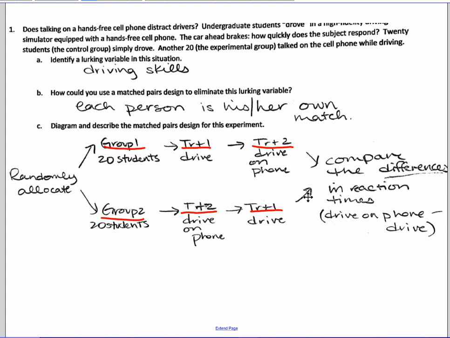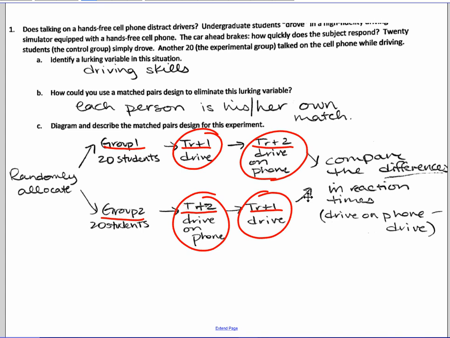So I have half of the people driving first, and then driving on the phone, and then half of the people driving on the phone first, and then driving without the phone. And then I'm going to compare the differences in reaction times. Now, I want to compare the difference. What reaction time is faster or slower, when you're on the phone or not? So I need to make sure I'm calculating a difference, but I need to be consistent. So I'm going to be very specific and specify that my difference is calculated as driving on the phone minus driving without the phone. All right, so that's my matched pairs, the other scenario in the matched pairs.